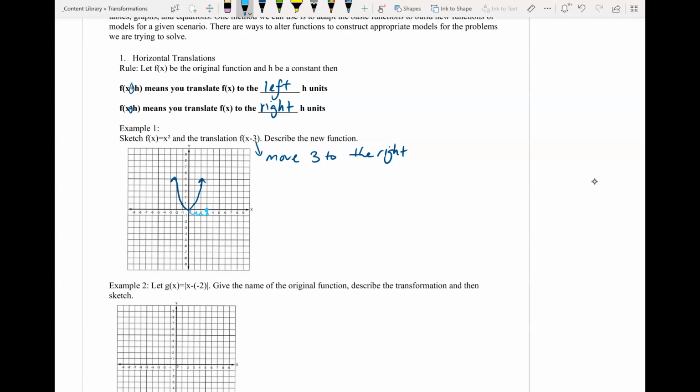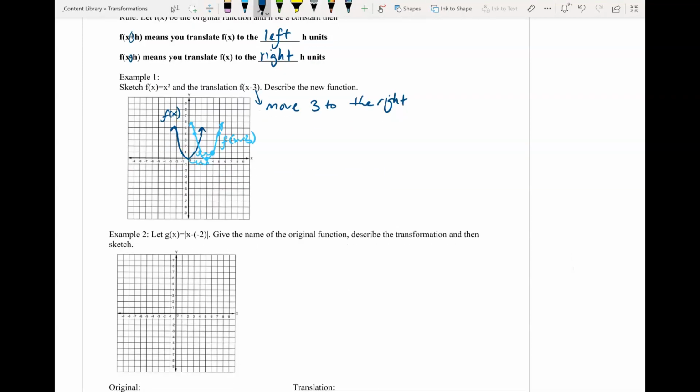At a point here, move it over 1, 2, 3. This is my new point. So you can do that for all of them, and this is what you get. So this light blue one is our f of x minus 3. The dark blue one is f of x. So that's one method of translating, by just looking at your points and moving them directly where they need to go. This is okay if we have an easy transformation to do.